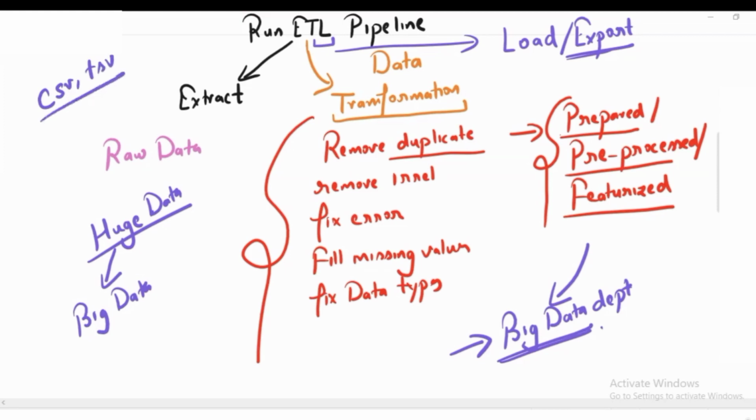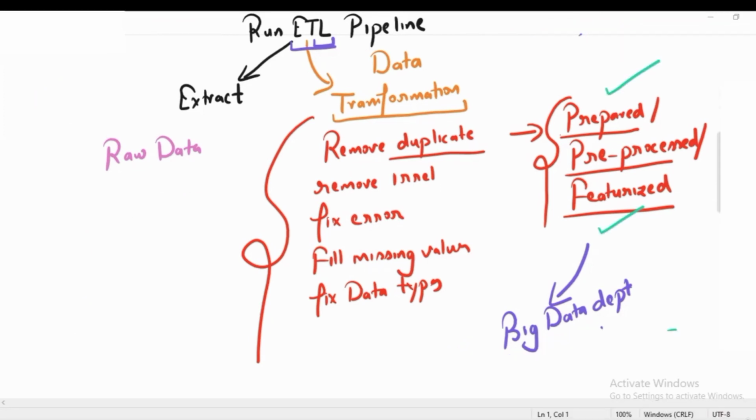Again, by the way, in a nutshell, this ETL pipeline is often known as a data pipeline, because at the end of the day, you are getting your prepared data so that you can export this data or send this data to your big data department to store it for further analysis.